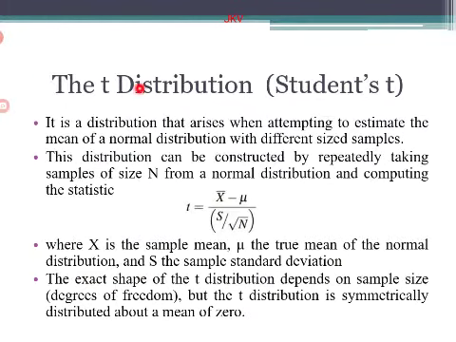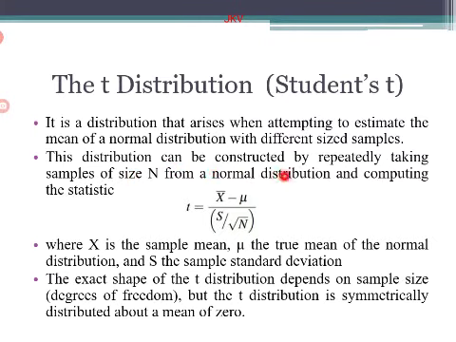Now next one is t distribution. We can just study two more distributions, and the first one is t distribution, because one of the major tests which we will be doing in our statistics is a t-test. Now it is a distribution that arises when attempting to estimate the mean of a normal distribution with different sized samples. That is the most common experiment which we do in this particular medical statistics.